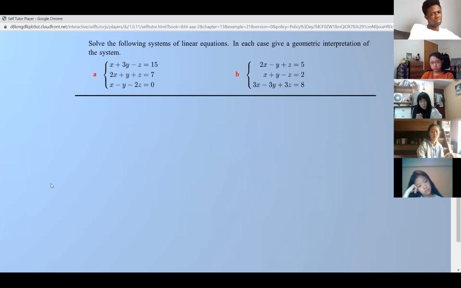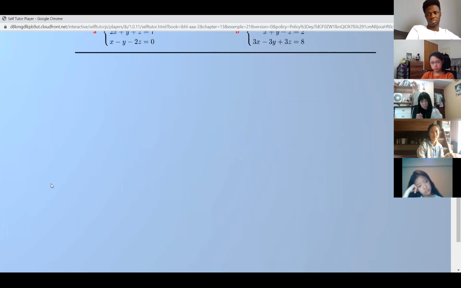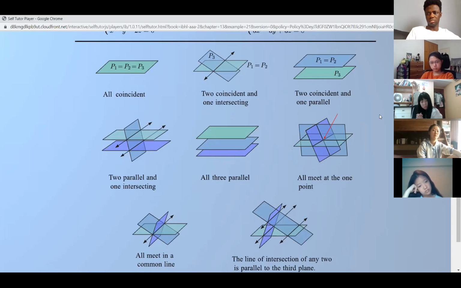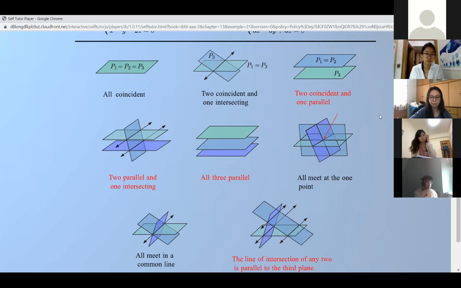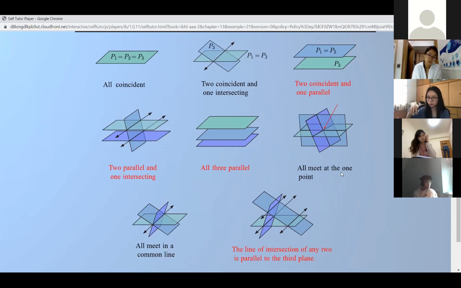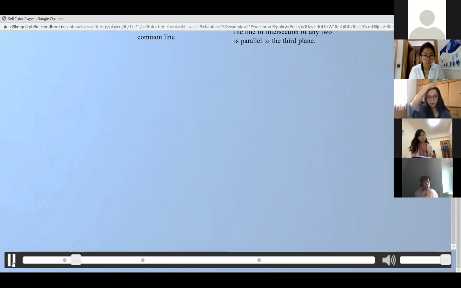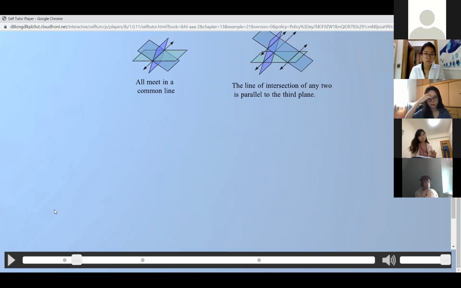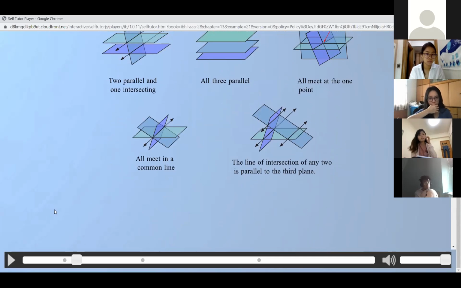The system may have no solutions, 1 solution, or infinitely many solutions. Geometrically, there are 8 possibilities. You should notice that 4 cases correspond to no solutions, 1 case corresponds to a unique solution, and the remaining 3 cases correspond to infinitely many solutions. We can decide which relation. Does this classification make sense?